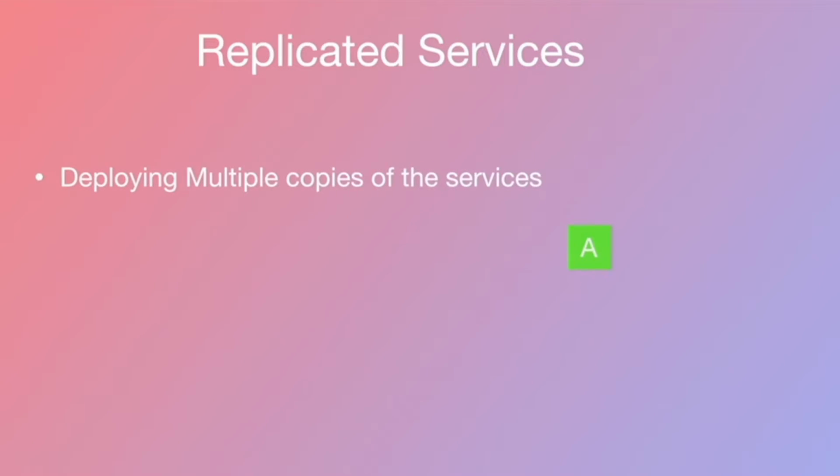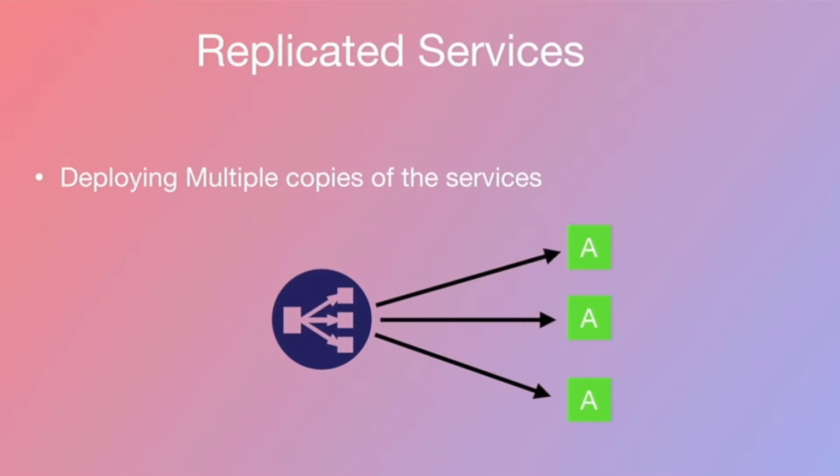Now let's move to replicated services. Replicated services means that we must be able to deploy multiple copies of our service, and we need a load balancer in order to distribute load among these services. So our services must be replicated and stateless in order to make use of a load balancer.